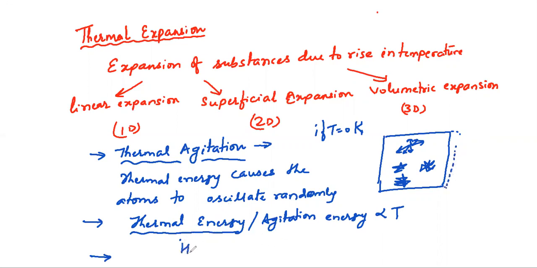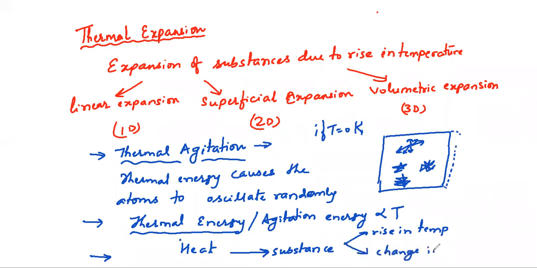One thing we should understand: when we provide heat to a substance, two things can happen. One is there is a rise in temperature. Another is there is a change in phase, meaning from solid to liquid, liquid to gas, and so on. And there is thermal expansion. Change in phase and thermal expansion are related. All right. So you please note down till this point.